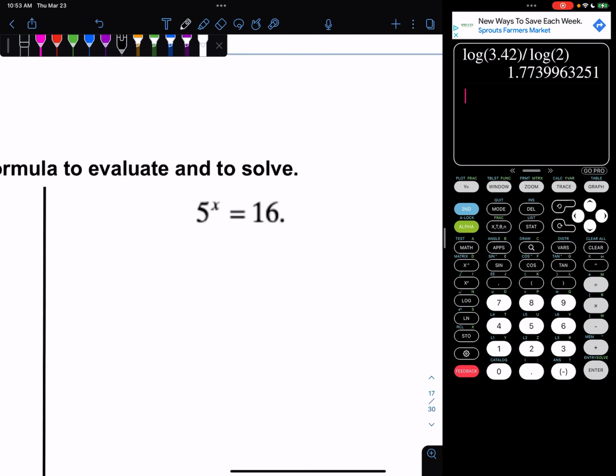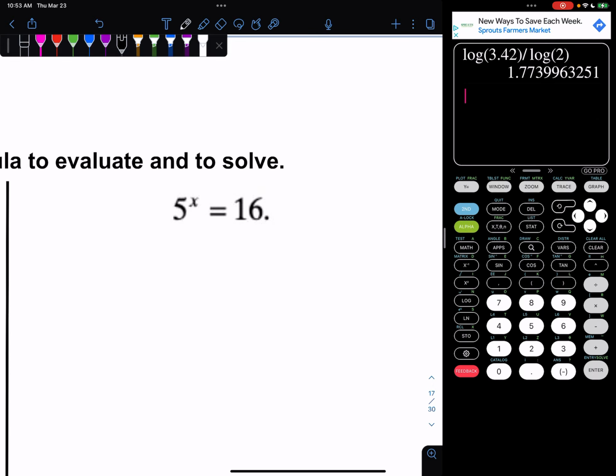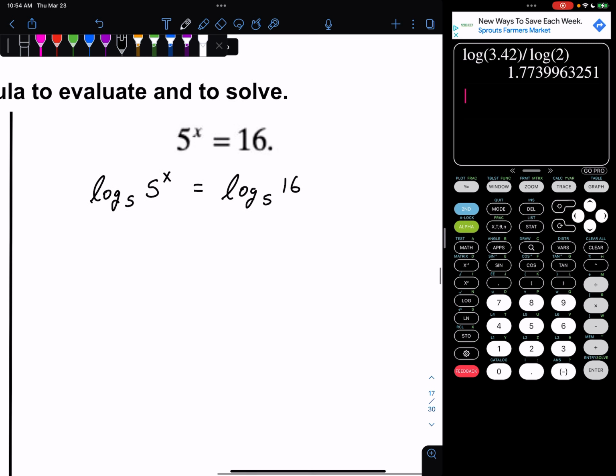All right, the one on the right, in order to do this, we're going to do change of base. So you're going to do log base 5 of 5 to the x is equal to log base 5 of 16. And remember, those essentially cancel because what's really happening is we're using the power rule. So x goes in front: x times log base 5 of 5 is equal to log base 5 of 16.